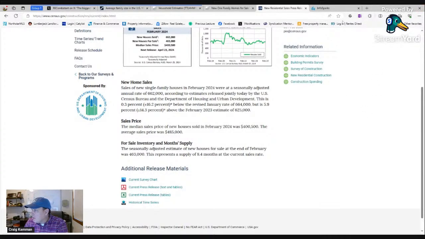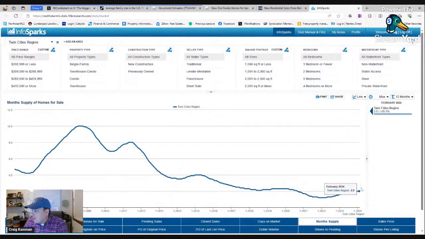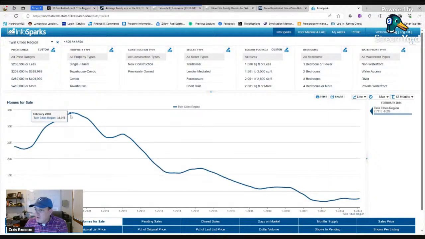So if I go into my market, we've got a 2-month supply of homes. At our peak was 10 months, so we're going back to 2010 levels, 2009 levels. If we go to homes for sale, we had 34,000 homes for sale in the Twin Cities back at 2008. And now we've only got about 7,700 homes for sale. 2022 was lower, but we're still at record low inventory. So that doesn't make sense.